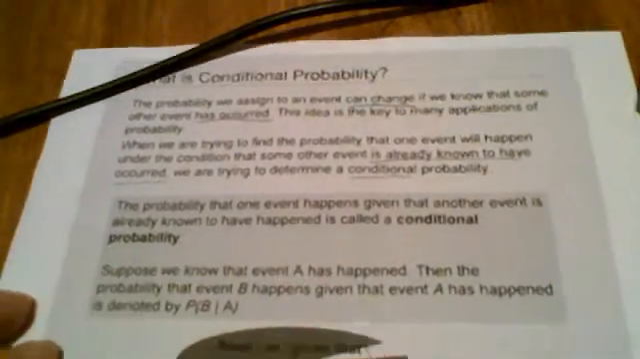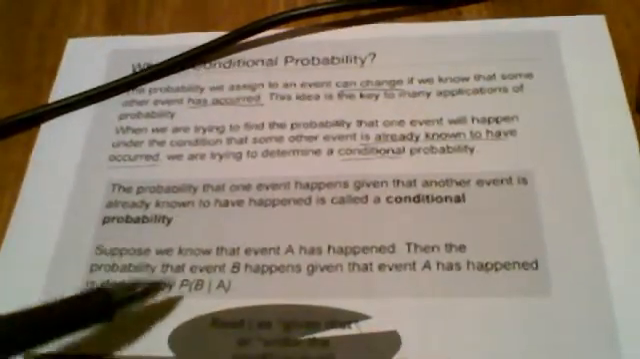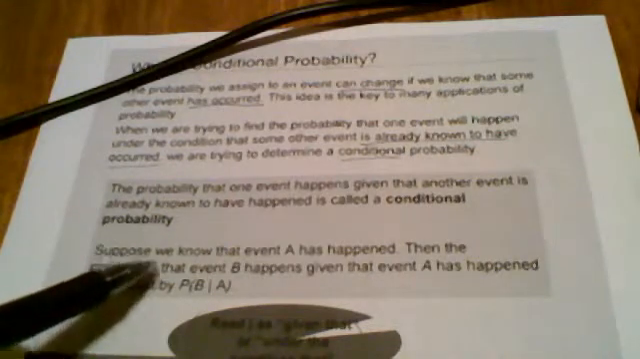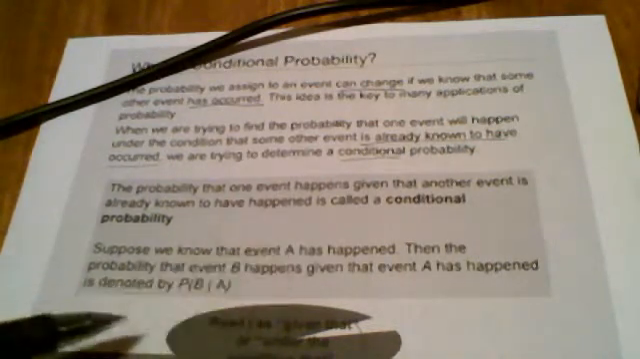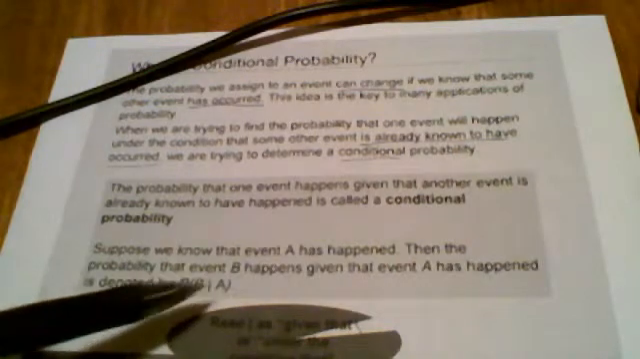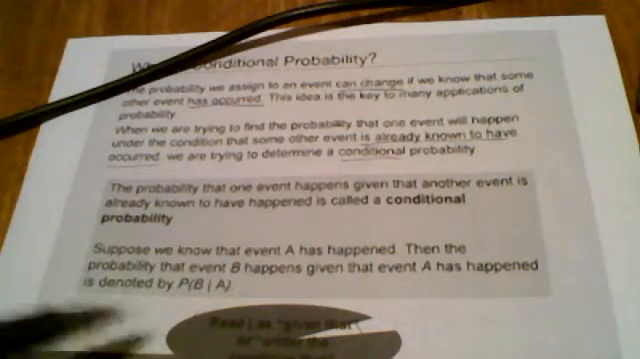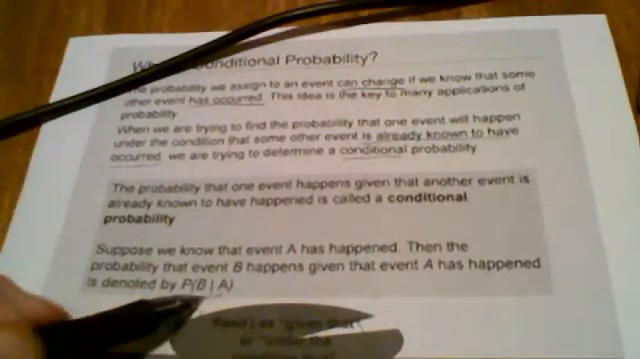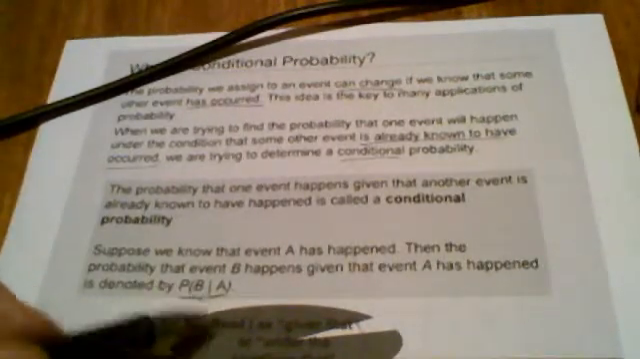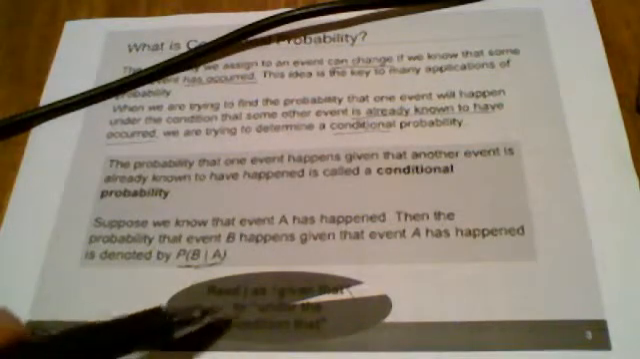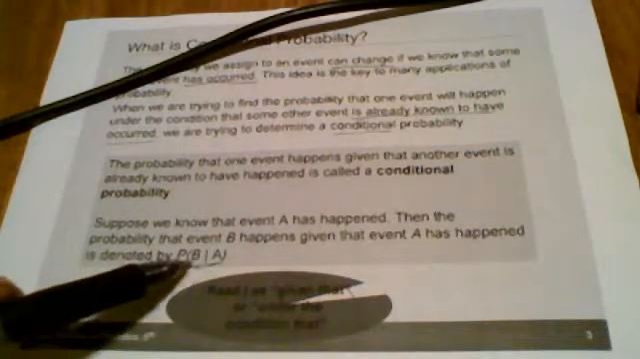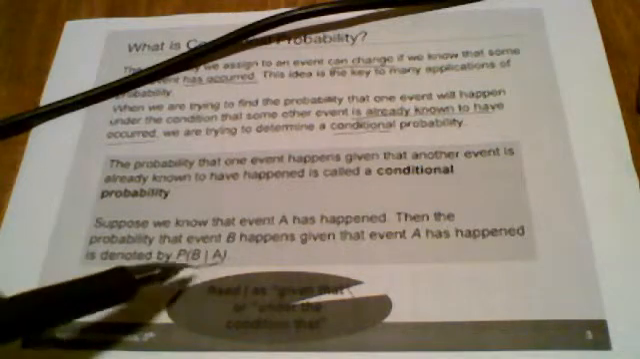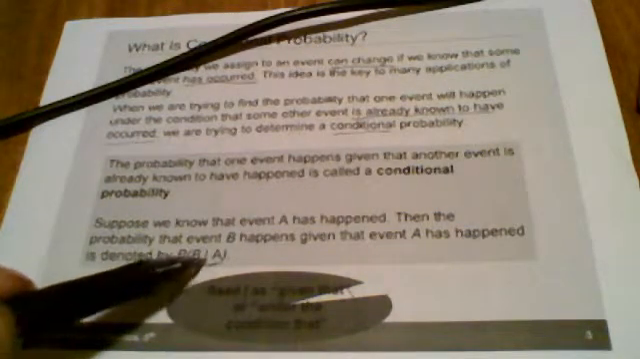So there are examples here. Now, they use it with A and B. For instance, suppose we know that event A has happened, then the probability that event B happens given that event A has happened is noted by this. This is the way you'll see it written in your textbook or on your test or exam. It says P parentheses B slash A, and that's read as probability of B given that A has happened. So that's how you read it. Probability of B given that A has already occurred.